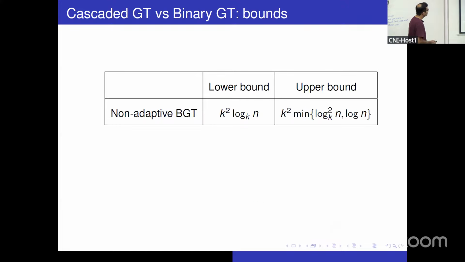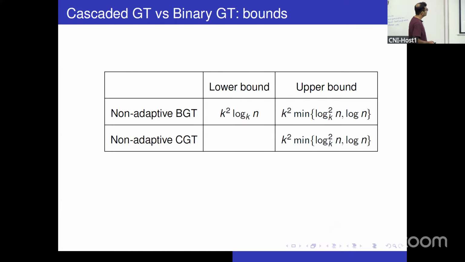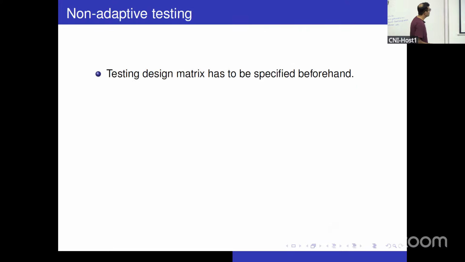Okay, so these are the bounds that we had from BGT, and clearly the upper bounds directly are upper bounds here as well. So again, we'll stick to the non-adaptive testing regime. So let's think of the simplest case. Let's say there is just a single defective item, and I want to identify this defective item. How many tests do I need for this?